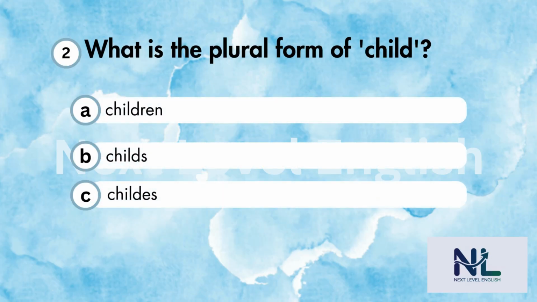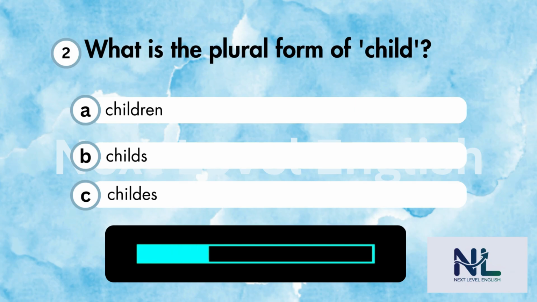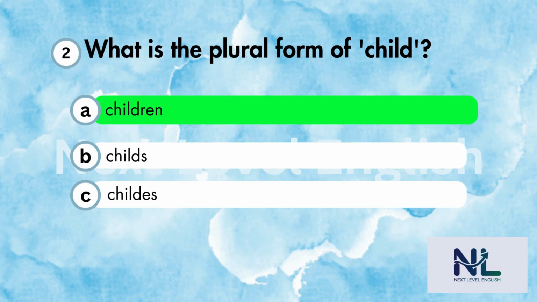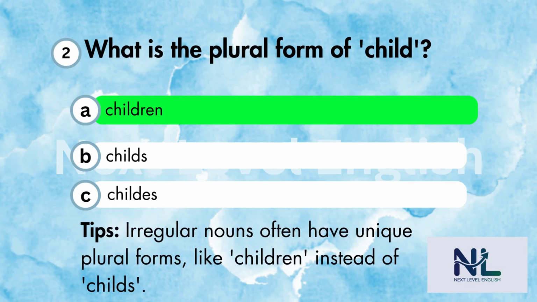2. What is the plural form of child? Children. Tips: irregular nouns often have unique plural forms, like children instead of childs.